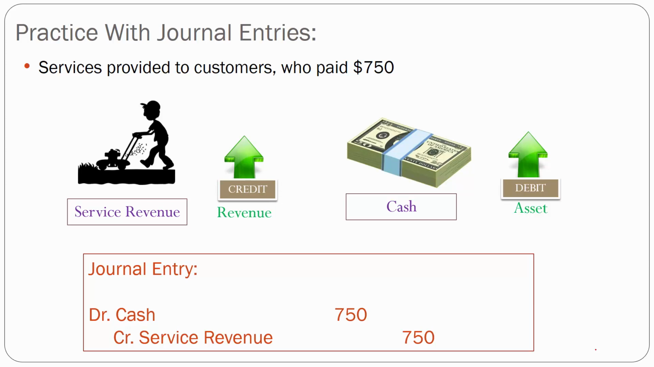So again, in this case, both items are increasing, but we still end up with a debit and credit because we're following the rules of our accounting equation, and our debits on the left and credits on the right.